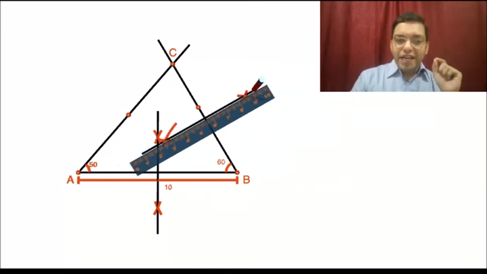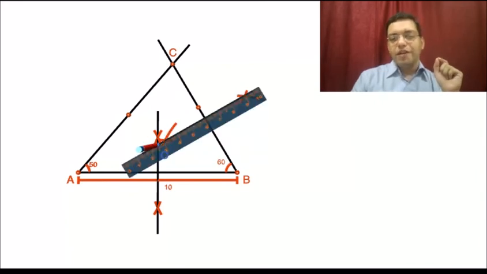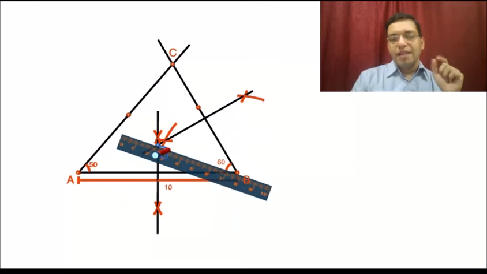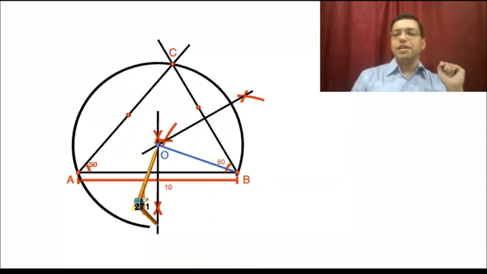Now the point of intersection, let's call that O. That will be the center of our circle. And the radius will be the distance to any of the vertices. So here we have taken OB, and with this center and radius, we draw our circumcircle.